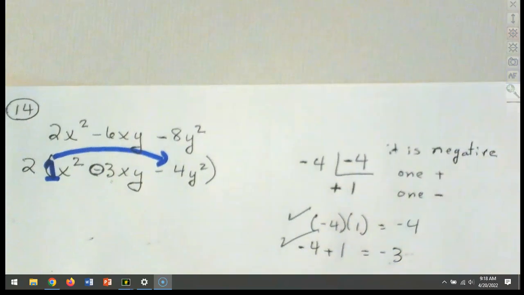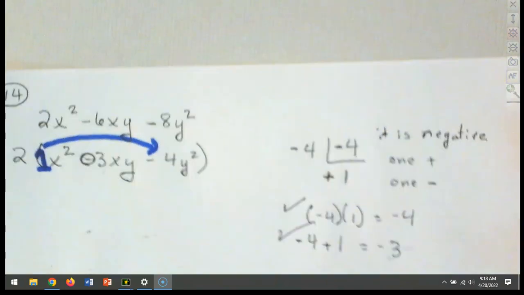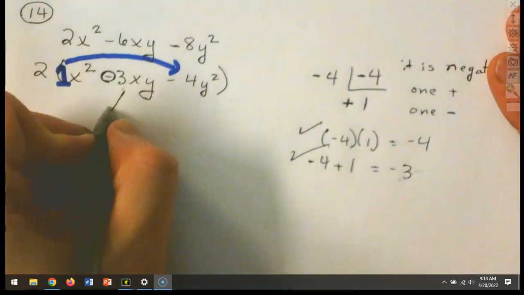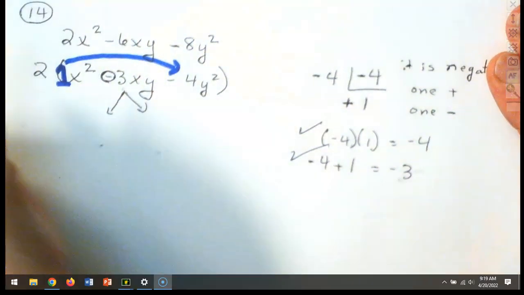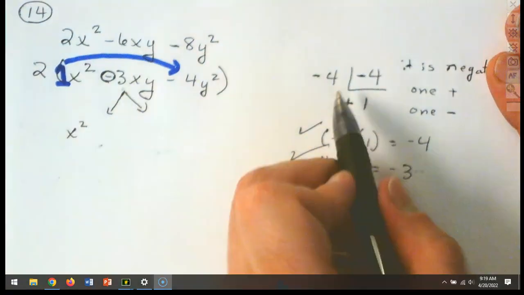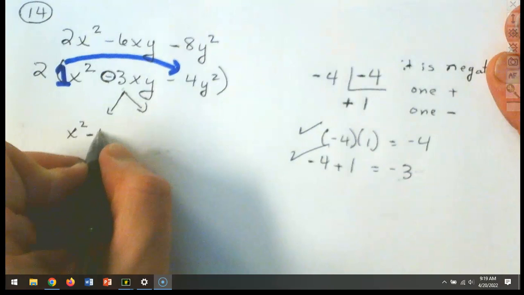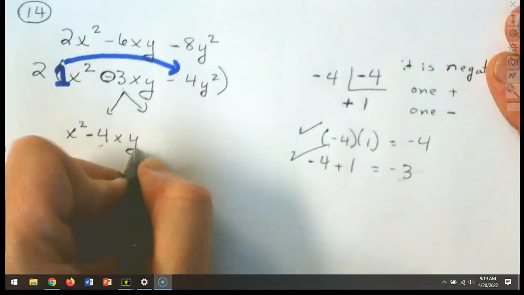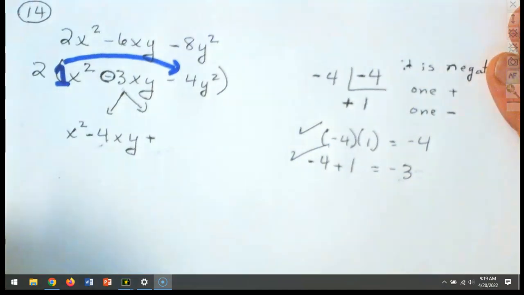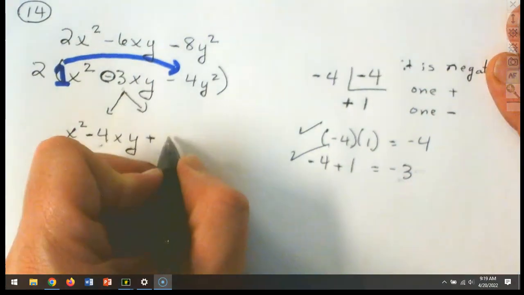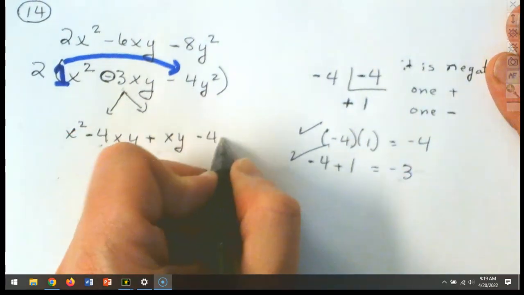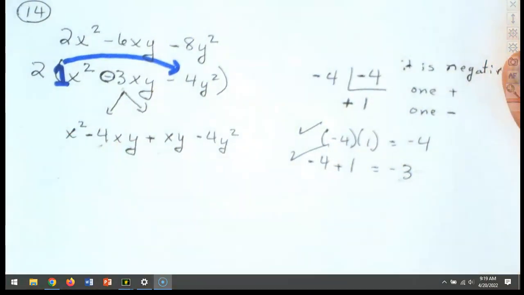Now we can just simply split up this middle, factor it by grouping, and then we're done. So split this middle up into x squared, using our numbers here, a minus 4xy. And you can put the 1 there if you want. You don't need to. I'm not going to, but you could put the 1xy. I'm just going to put an xy, and then a minus 4y squared.